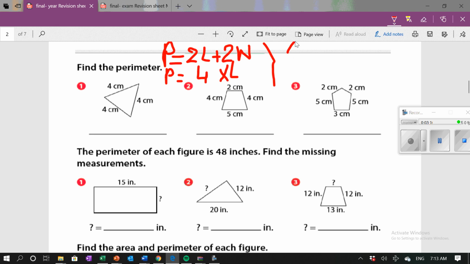The formula for area for the rectangle is L times W. So multiply length times width, you have the area. Let's start now solving the revision sheet together. The first question is find the perimeter for the polygons.